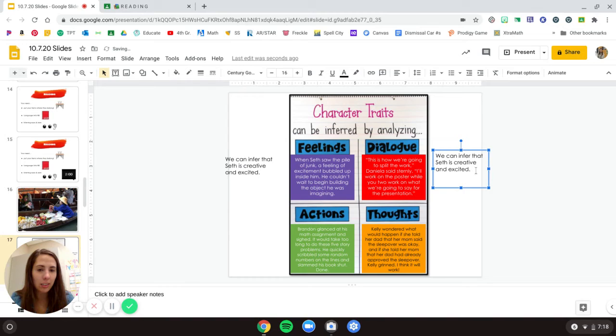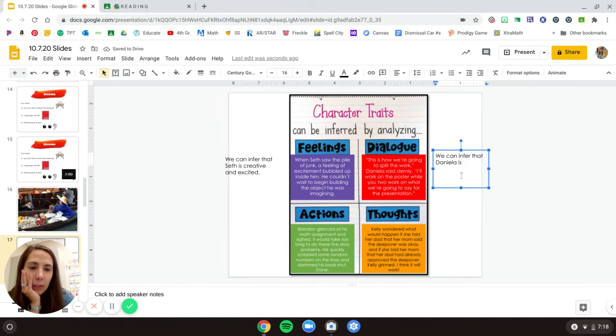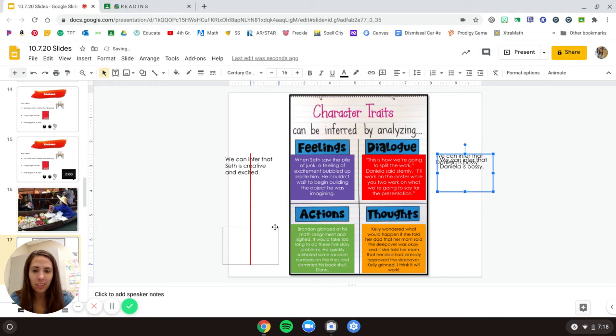All right, so let's do this one with Daniela. So this time we can infer that Daniela is, let's read through that again. What can we infer about her personality traits? "Split the work," Daniela said sternly. "I'll work on the poster while you two work on what we're going to say for the presentation." Well, she's pretty bossy, isn't she? She's telling them exactly what to do. They don't even get a chance to speak. It's all Daniela.